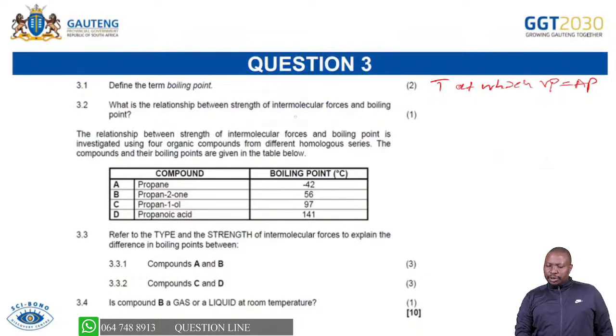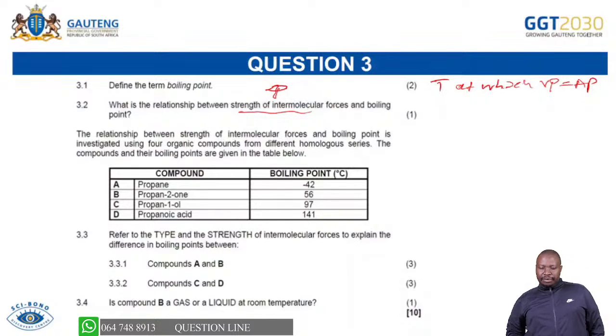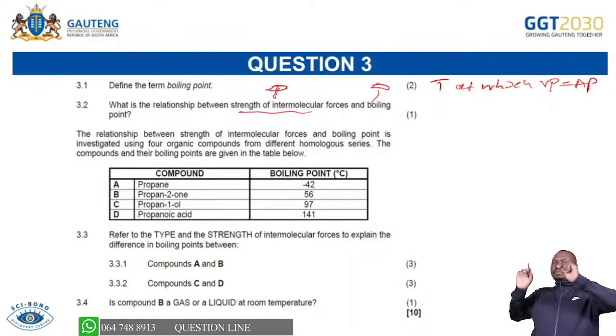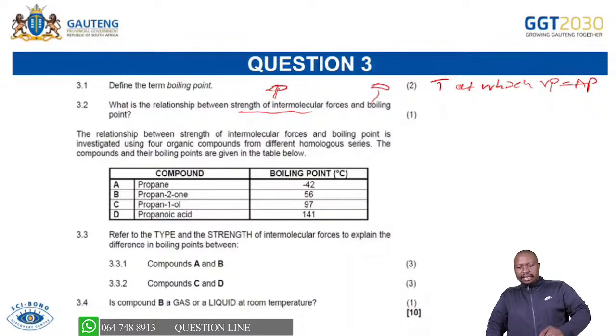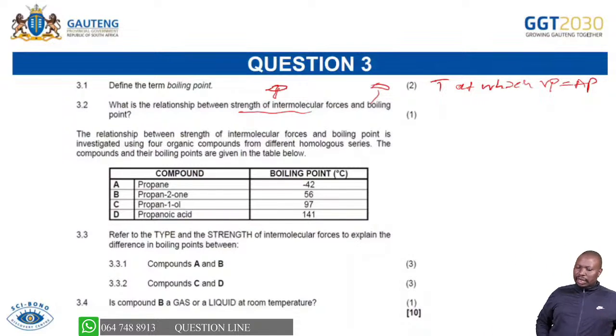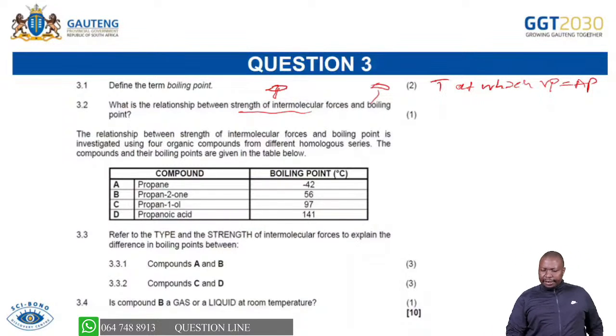What is the relationship between strength of intermolecular force and boiling point? It is that as the strength of intermolecular force increases, the boiling point increases. Please, learners, you can't use directly proportional. This is not paper 1. You would say as the strength of intermolecular force increases, the boiling point will increase, not the other way around. Now you are given a table there.